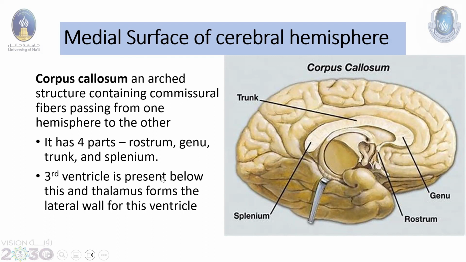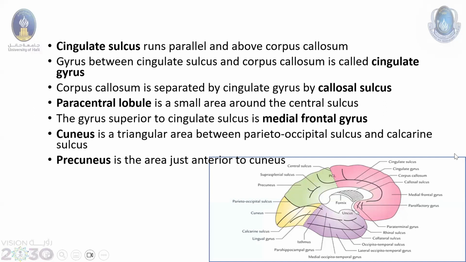The third ventricle is present just below this corpus callosum. So here will be the third ventricle, and the thalamus forms the lateral wall of this ventricle. You'll see later this is called the thalamus. So that will be forming the lateral wall for the third ventricle. Now, after the corpus callosum we already saw, we have to see some other important sulci and gyri. There is something called the cingulate sulcus. If you see here, this sulcus runs parallel to the corpus callosum. Here is the corpus callosum. Parallel to the corpus callosum, we can see a sulcus.